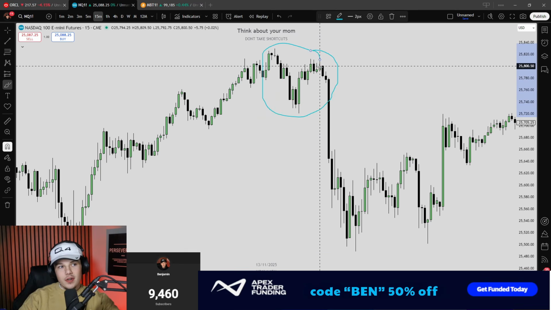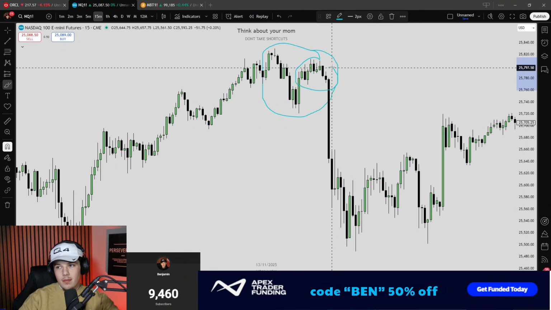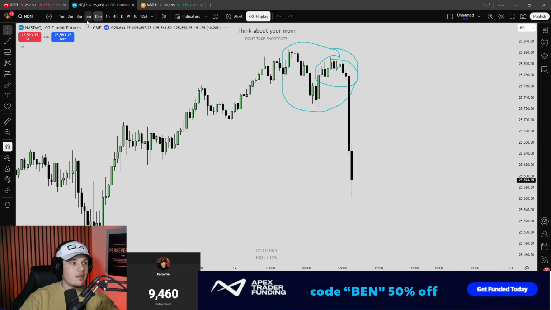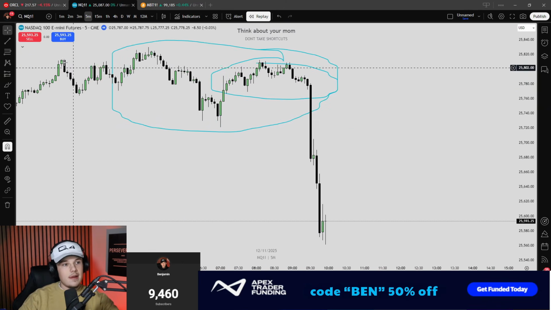Break of structure. How do you anticipate that's going to be a break of structure? How do you anticipate when to enter into the trade? Market structure shift. Now let's get into replay mode because sometimes you got to drop down time frames. Let's go to the 5-minute. What do we see?